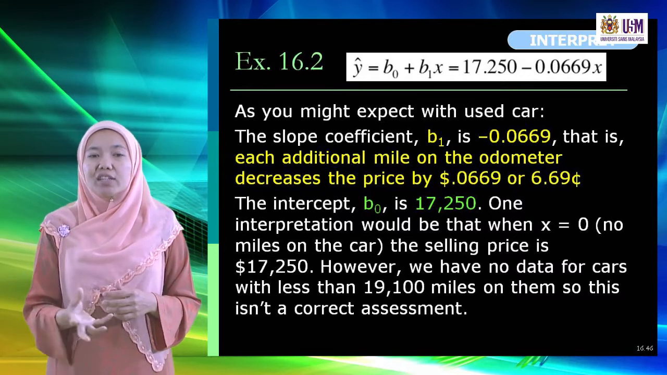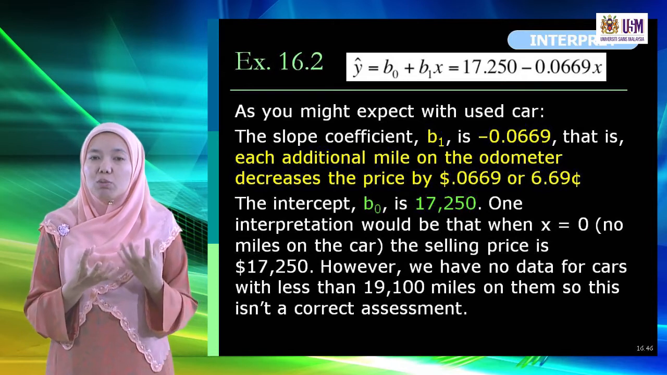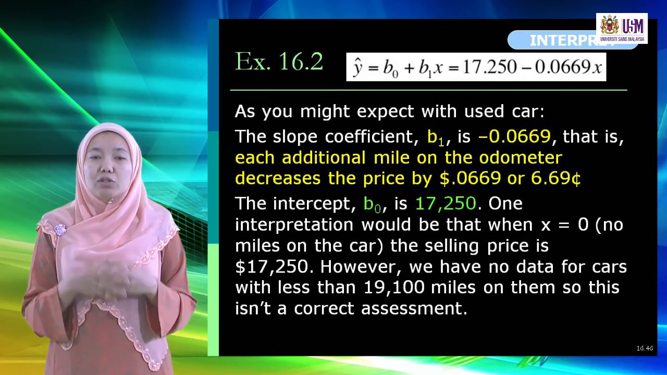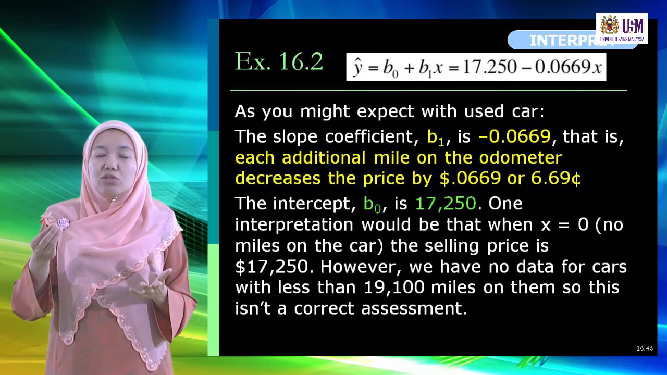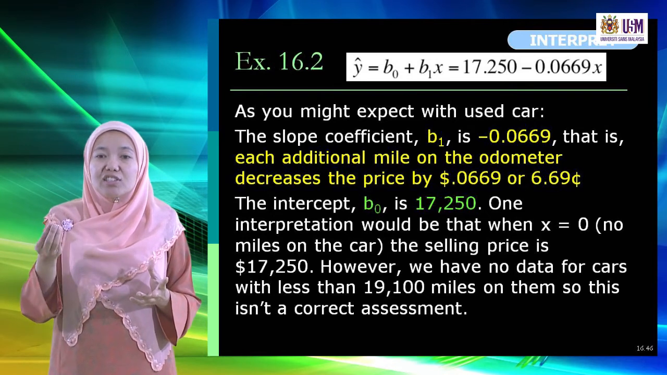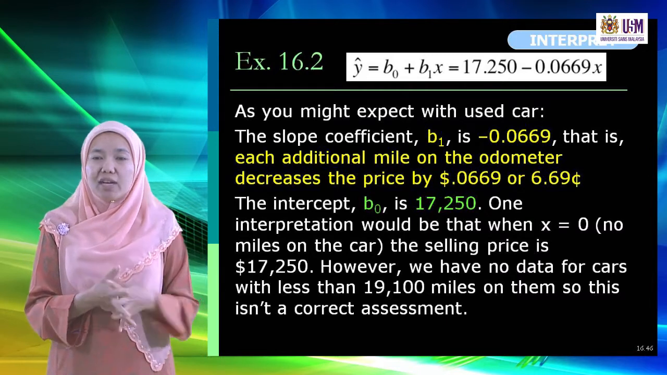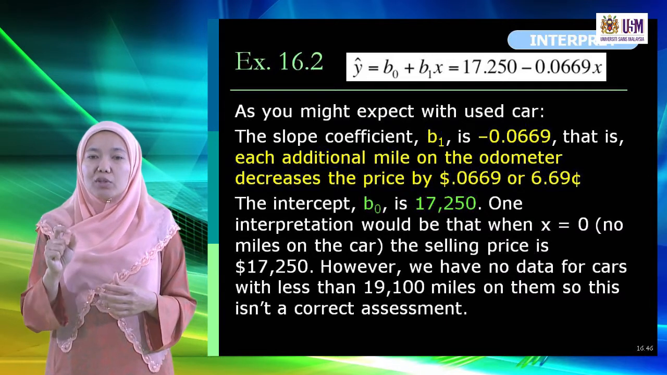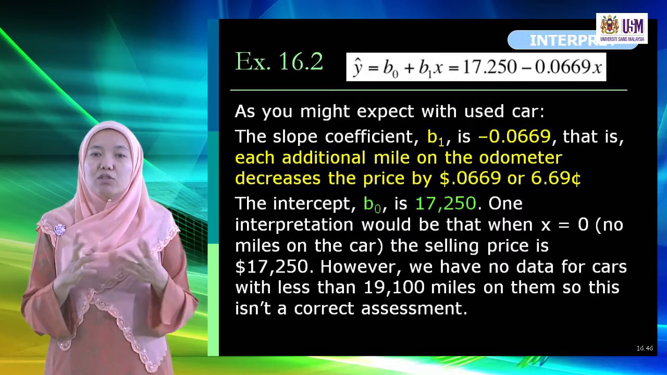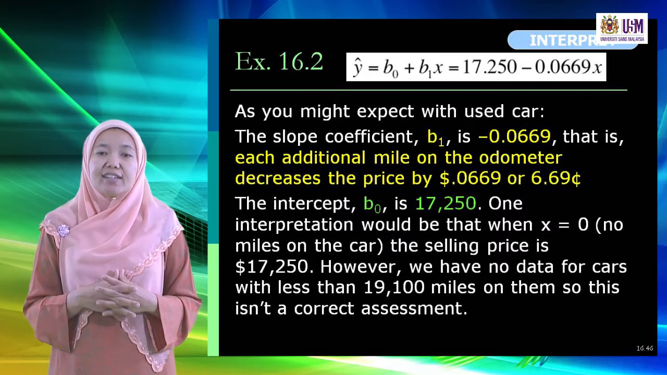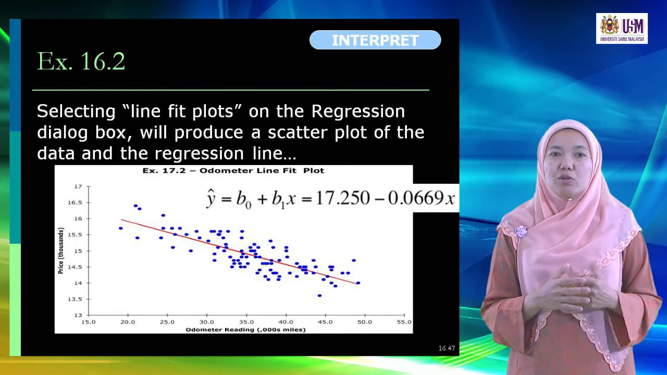What is more important is the interpretation of the slope coefficient, your B1. So remember, one additional unit or one additional change in X will affect Y by how much. That's the most important thing, the point that you need to take from this slide. We are still discussing example 16.2.